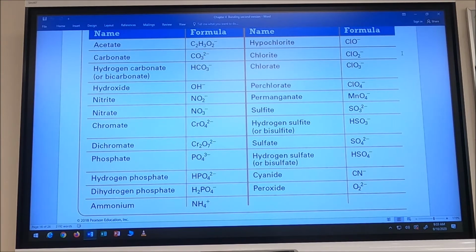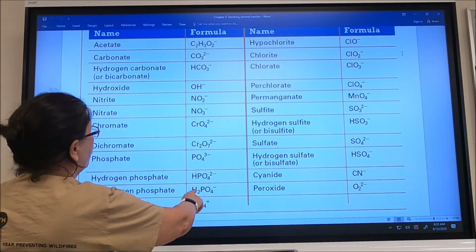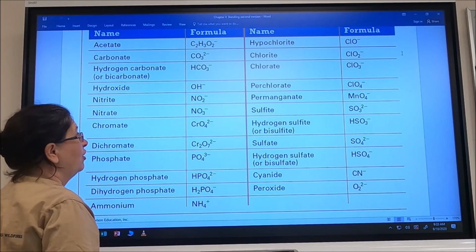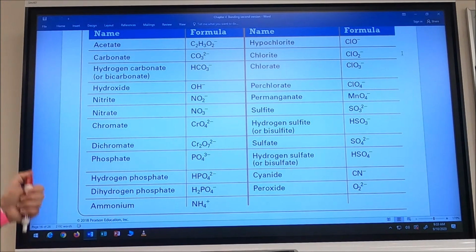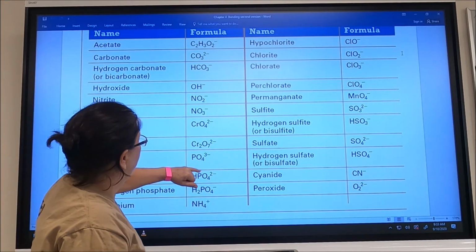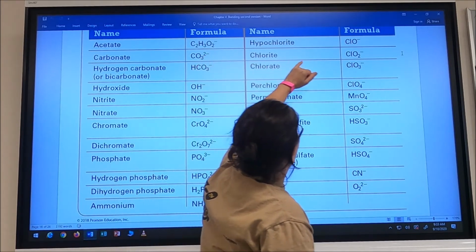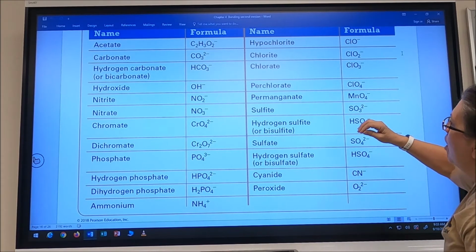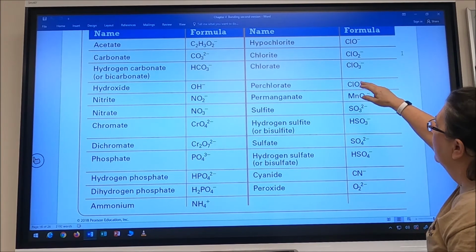Now, most of these polyatomic ions are what we refer to as oxoanions. An anion, remember, is negatively charged. Notice most of these are negatively charged. The only one on this list that's not negatively charged is the ammonium ion. So most of these are anions, and they're called oxoanions because they contain oxygen, for the most part. Now, there are some families of oxoanions.